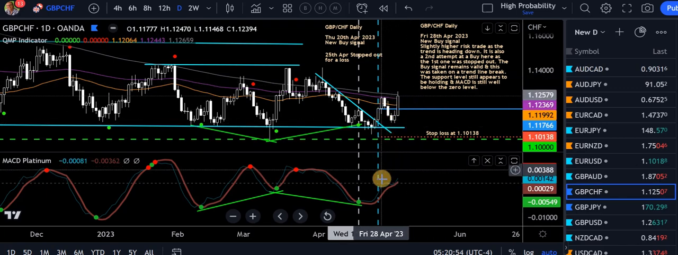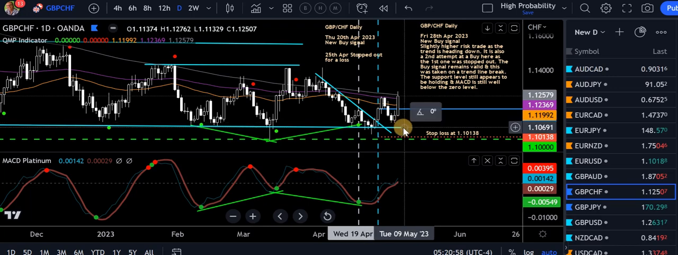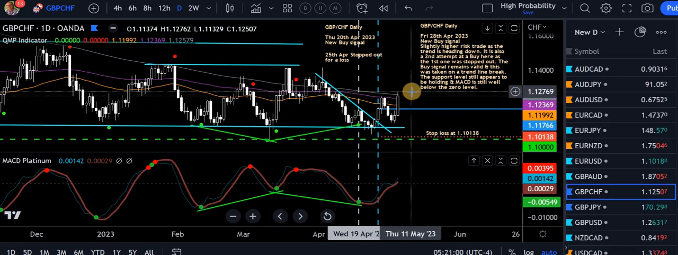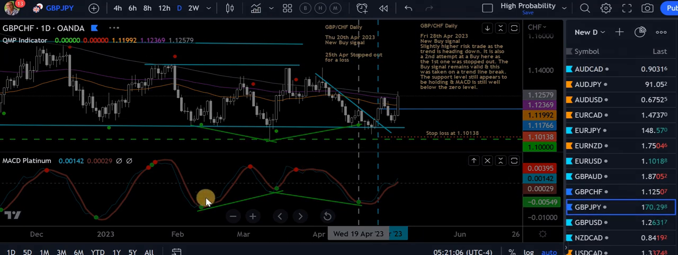We'll give it one more day. MACD Platinum's just about at the zero level. We'll look at closing half and maybe dragging the stop up, putting us in a no-lose position. And if this just keeps on going up, we'll just trail the stop up. So it's the pound Swiss. Pound yen.